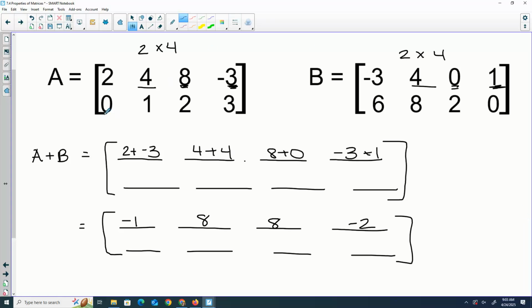You do the second row the same way. So I have the first number in that row, so 0 plus 6 is 6. Second number is 1 plus 8 is 9. Third, 2 plus 2 is 4. Last one, 3 plus 0 is 3. So that is matrix A plus B.